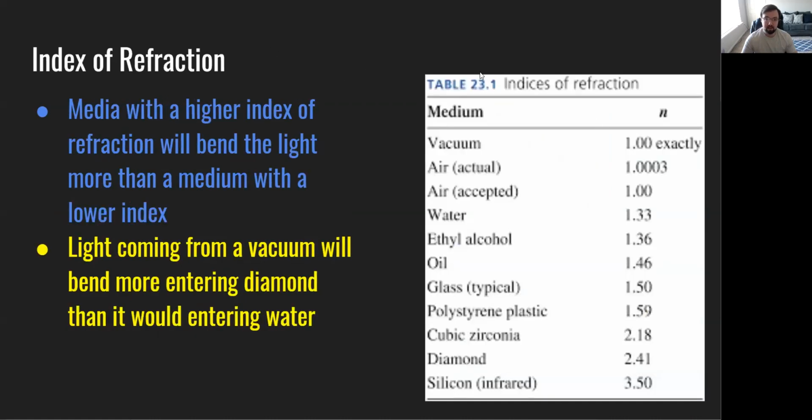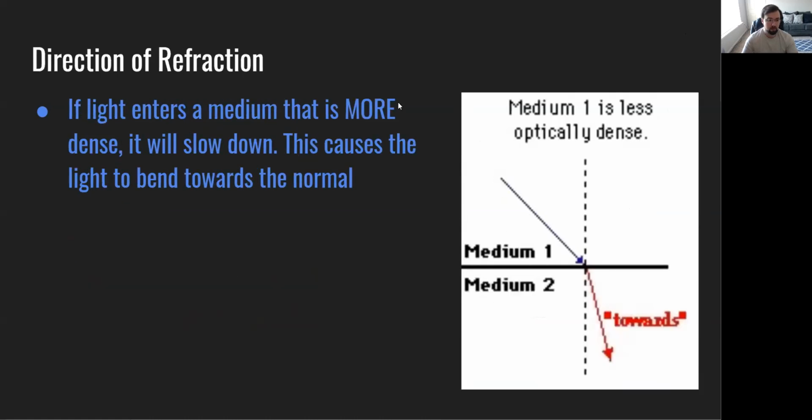Media is the plural of medium. A medium that has a higher index of refraction is going to bend the light more than a medium with a lower one. So looking at this table here, diamond is going to bend light more than water. Since it has a higher index of refraction, you would expect it to bend light more than water. And that's what that's telling you. That's all we would expect from you to do. I'm not going to ask you to calculate the index of refraction.